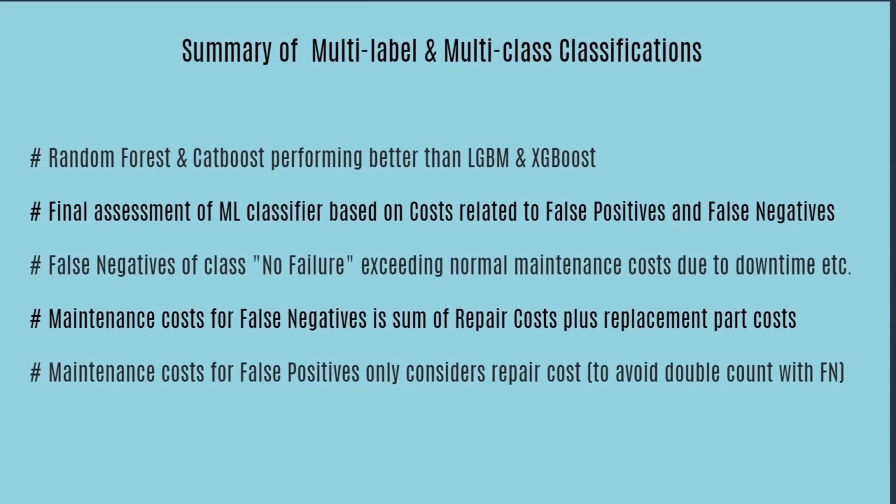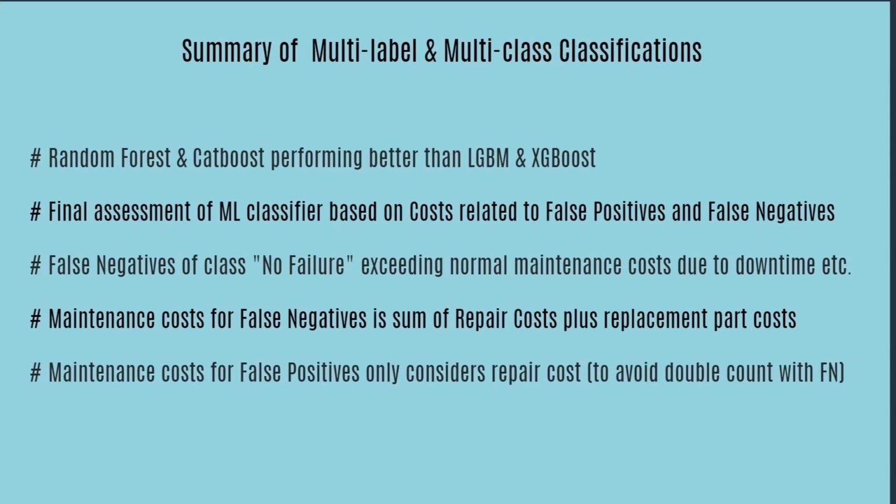The previously trained multi-label classifiers with the multi-output classifier function all have high accuracy, recall and F1 score per failure type. Overall, random forest classifier and CatBoost perform slightly more robustly and accurately compared to light gradient boosted machine and XGBoost for multi-class and multi-label classification tasks. Anyhow, as with many other predictive maintenance tasks, cost-sensitive learning is the main driver for classification model selection. The final assessment is therefore based on costs related to the quantity of false positive and false negative classifications.